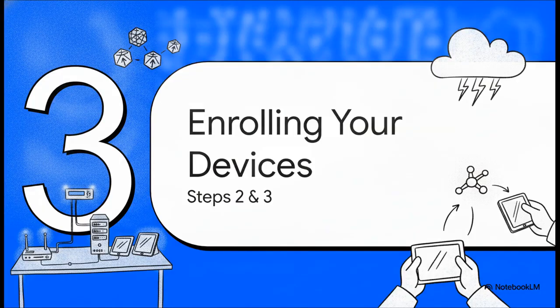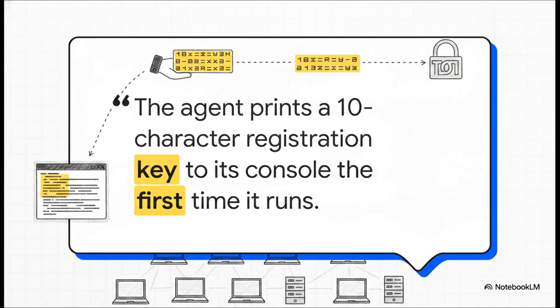Part 3, enrolling your devices. With the network shell ready, it's time to bring our actual hardware to the workbench. When you fire up the agent on your devices for the very first time, it uses this really cool zero config mode. It basically spits out a temporary 10-character registration key right to the console. You'll want to grab that key because it's the unique identifier that links your physical machine straight to your account.